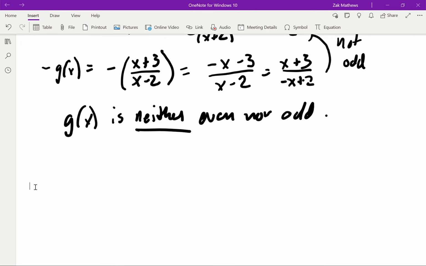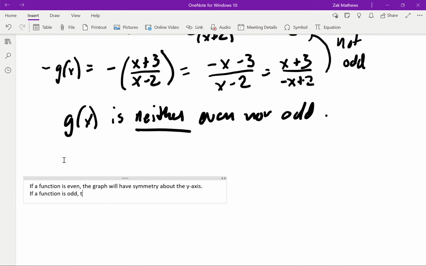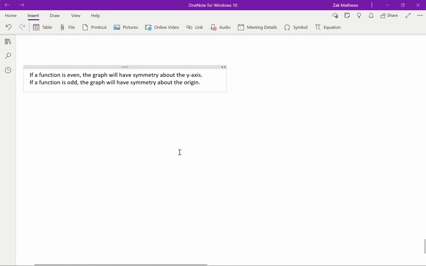If a function is even, the graph will have symmetry about the y-axis. And if a function is odd, the graph will have symmetry about the origin. So I'm going to hand sketch these and we'll determine.